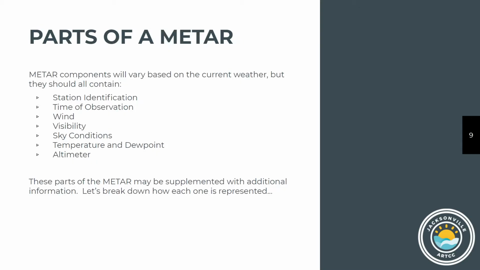All right. What are the parts of the METAR? Station identification, the time of the observation, the wind, the visibility. We don't call it winds plural, we call it wind singular. Visibility, the sky conditions, temperature, dew point. Temperature and dew point is in Celsius, and the altimeter.